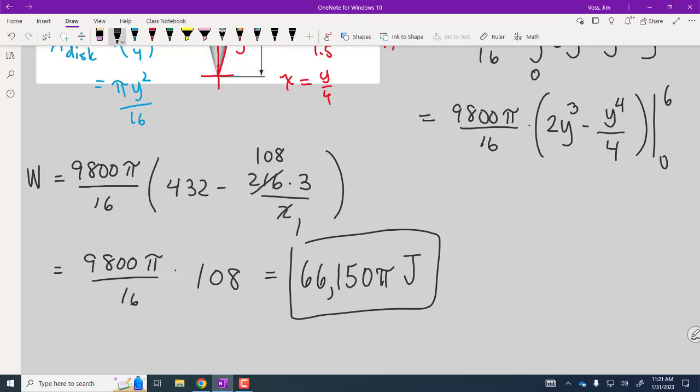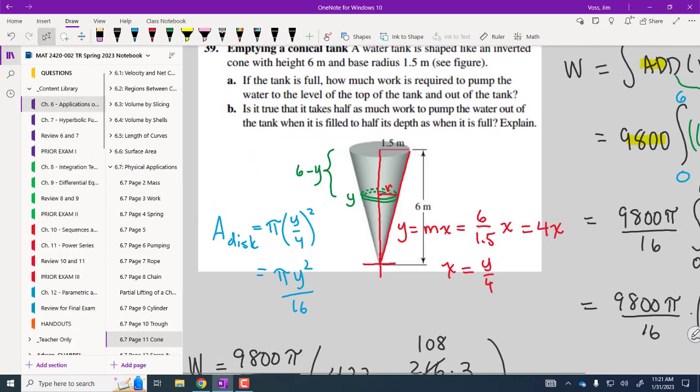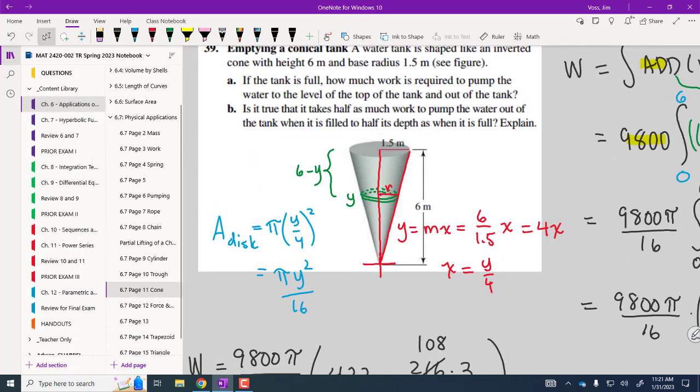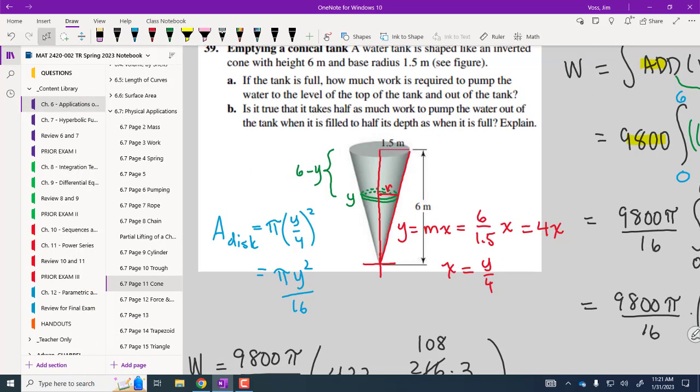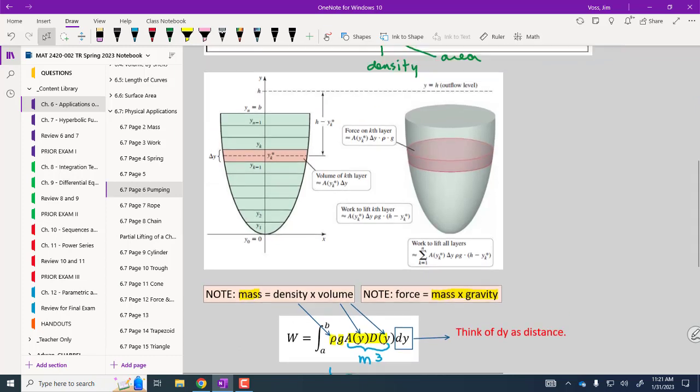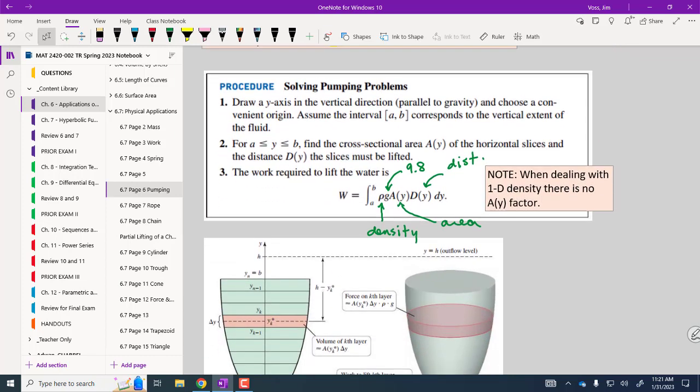Okay, so the trough ones, these tank problems, are super visual. You have to draw a picture, you have to figure out your distances and your cross sections. Very similar to what we've been doing with the other volumes. Let me go to here first, and I've got a little note here that says, when dealing with one-dimensional density, there is no area factor.